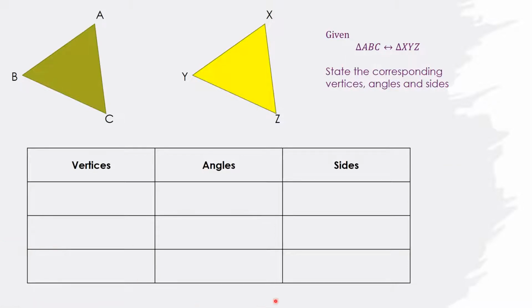Let's have the next one. Vertex A corresponds to vertex X. As you can see, this is vertex A corresponding to vertex X. Next, vertex B corresponds to Y. So there's a correspondence. And then we have C corresponds to Z.